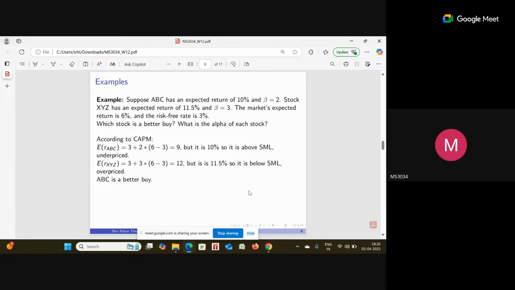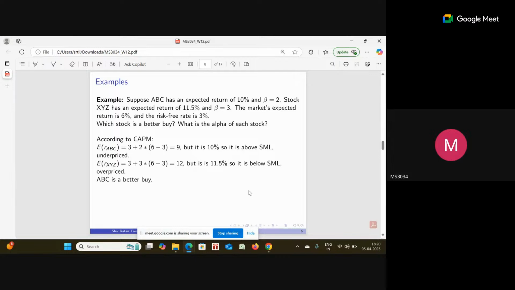On the other side, if we evaluate the XYZ stock in a similar fashion, according to CAPM, XYZ should have an expected return of RF is 3 plus 3 times, that is beta of XYZ times 6 minus 3, that turns out to be 12. But it is expected to give you only 11.5%, so it is lying below the SML, so it is overpriced. And from an investor's point of view, you should always go for the opportunities which you think are underpriced. So here ABC is underpriced, so ABC is a better buy.